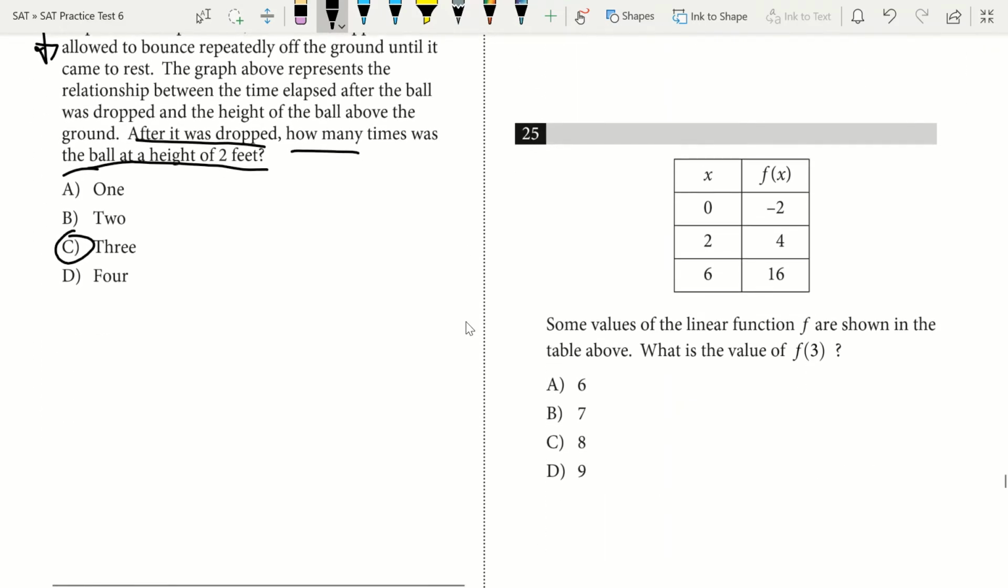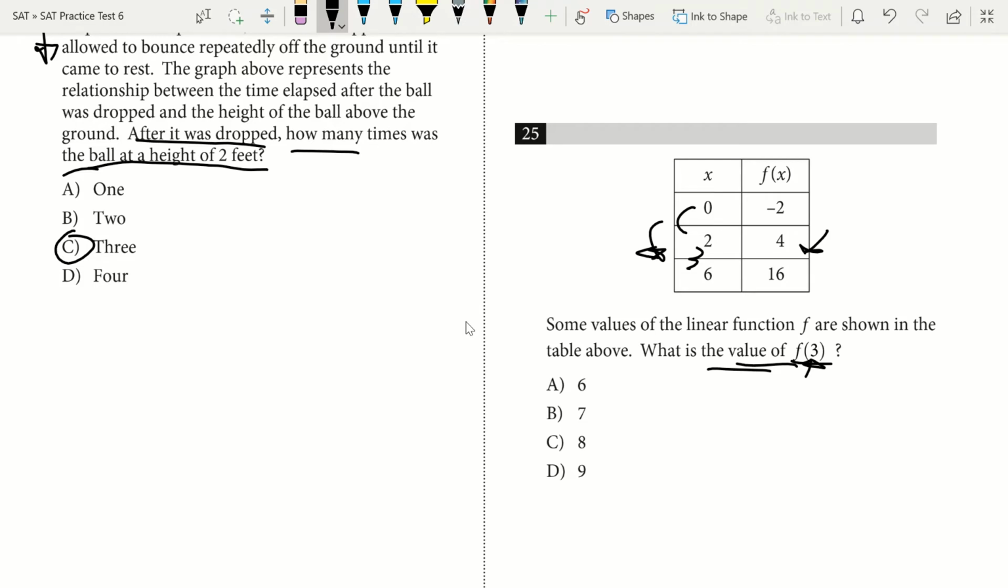All right, question 25. Some values of the linear function f are shown in the table above. What is the value of f of 3? Well, f of 3, don't get it mixed up. That 3 is talking about the x value, right? So we need 3 as x, and then we solve for f of x. So that's going to be the value of f of 3.